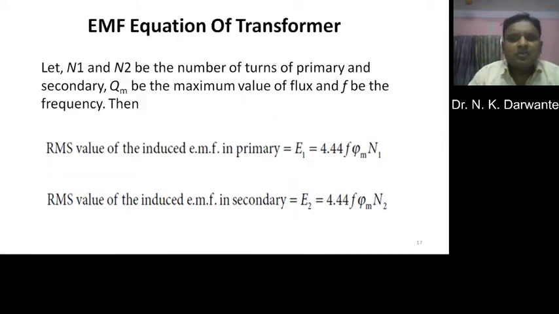Now if we consider the same equation for the primary side, then we will call it E1, and here the only change is in the number of turns. Instead of n we have written n1, and the same is true for the secondary. In the secondary, if we have to find the RMS value of induced EMF, then we have to replace n by n2, meaning the number of turns of the secondary winding.